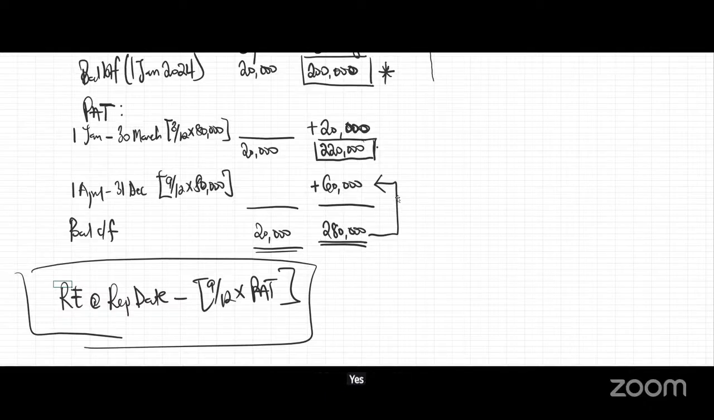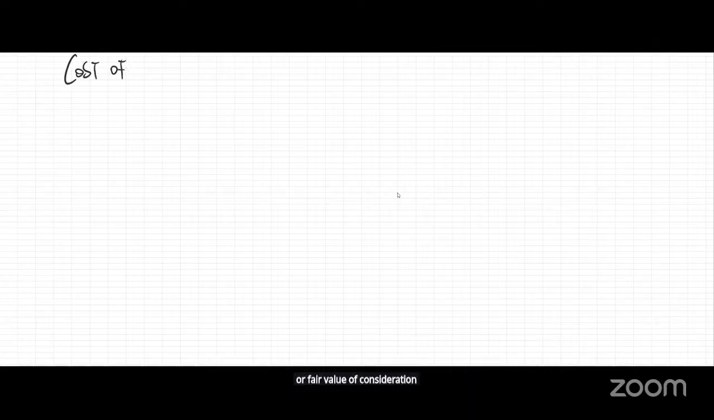Good. So now let's go to IFRS 3 business combinations, but specifically I want to look at cost of investment or fair value of consideration. So cost of investment. Now, how many cost of investments can you have?